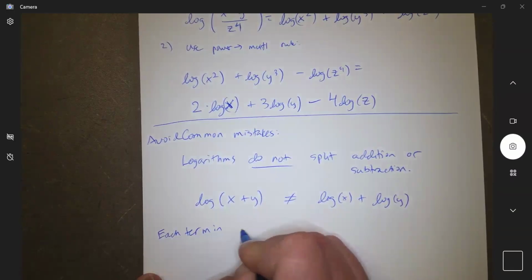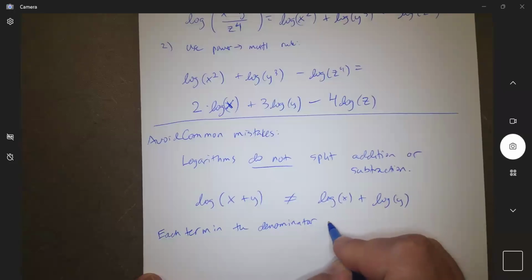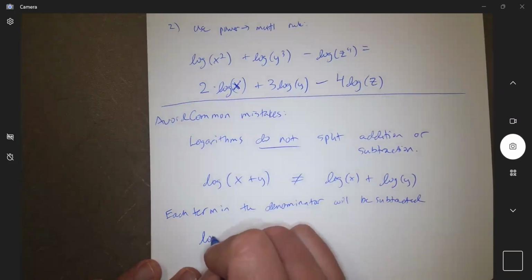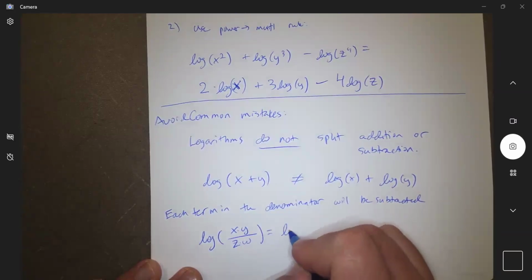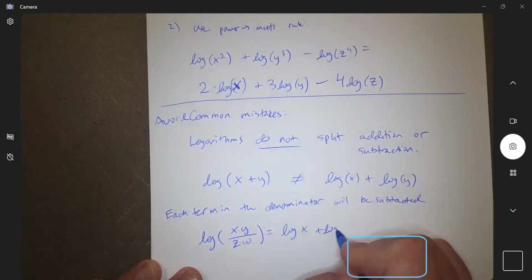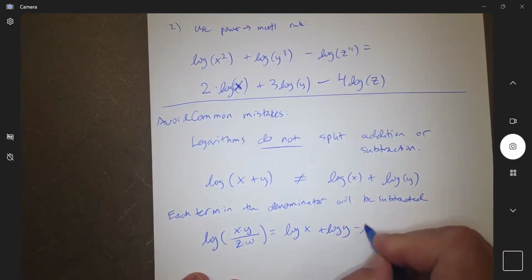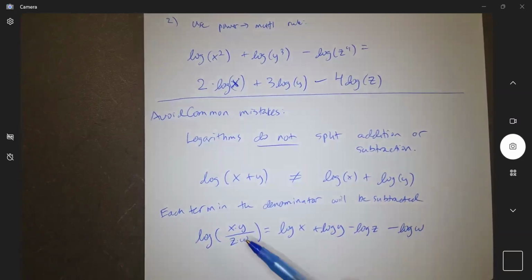And each term in the denominator will be subtracted. So if I have log of, let's say, x times y over z times w, that's log x plus log y, since they were multiplied, they split into addition, minus log z minus log w. Each term in the denominator will be subtracted.